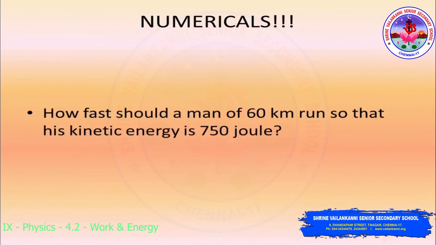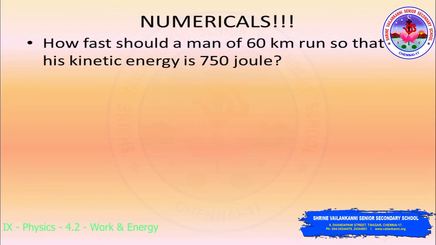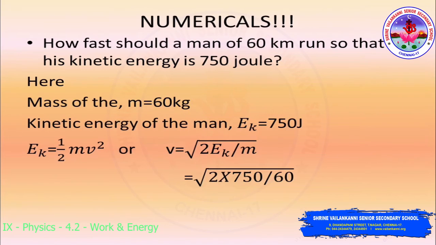Now we can do a numerical based on kinetic energy. The question is: how fast should a man of 60 kilogram run so that his kinetic energy is 750 joule? They are asking about how fast he should run, the speed. The mass of the body is m equals 60 kilogram. The kinetic energy of the man equals 750 joule.